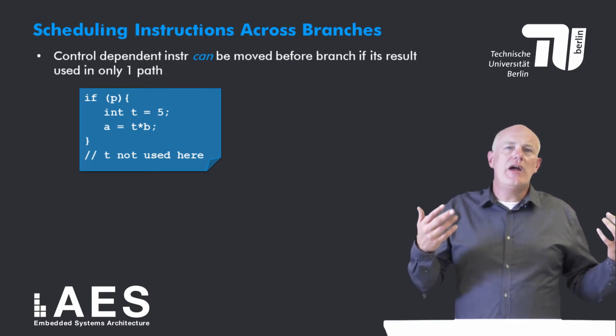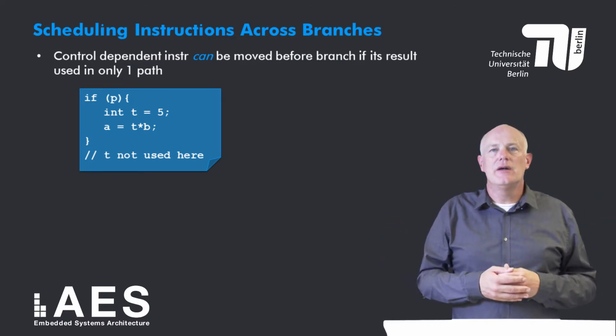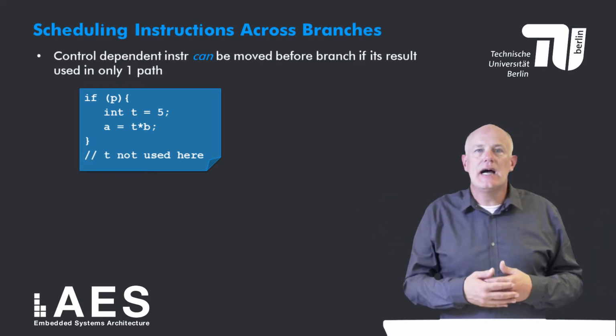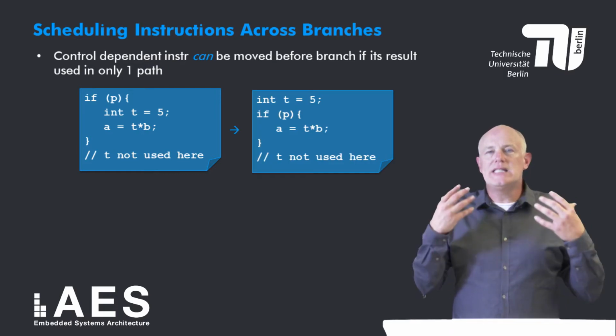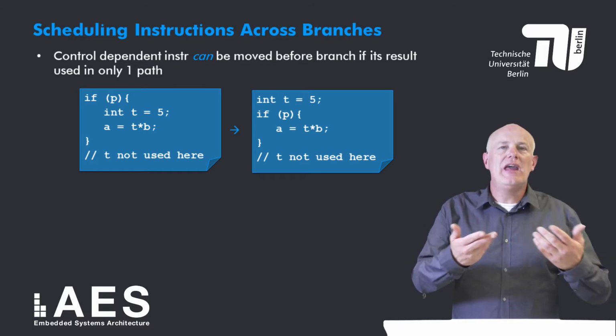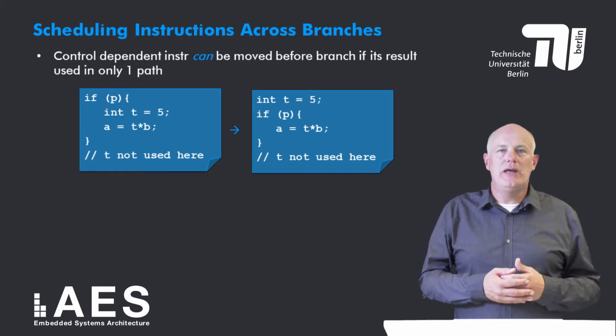Now assume that the variable T is not used in the rest of the function, which I try to emphasize by declaring T inside the then part of the if statement. Then this program is equivalent to this program where T is set to 5 before the if statement, so it is no longer control dependent on the predicate P.